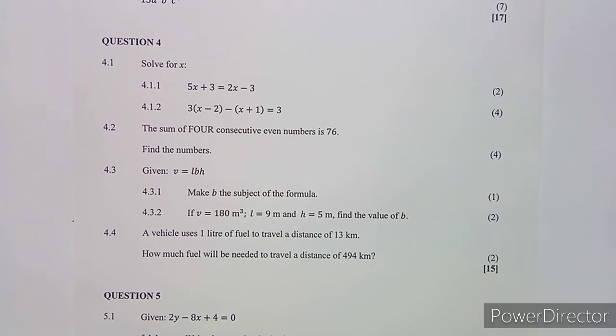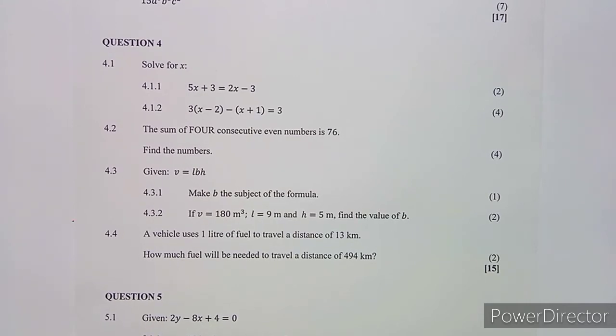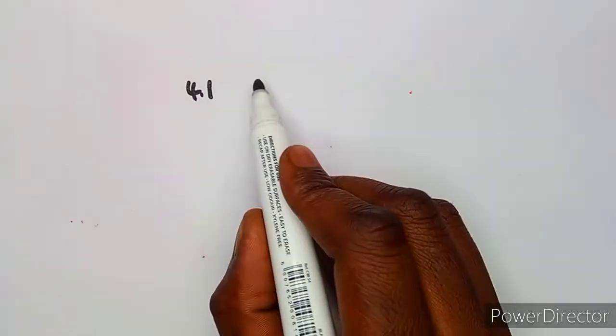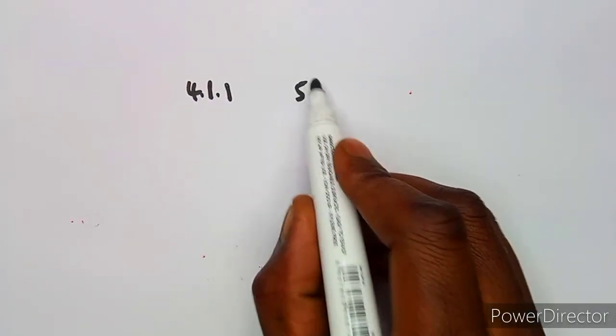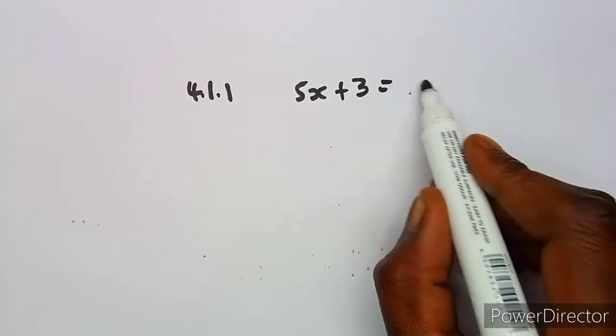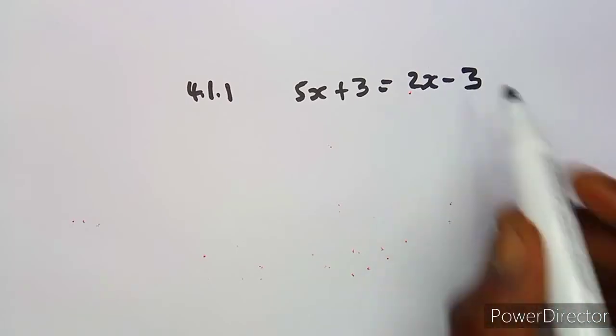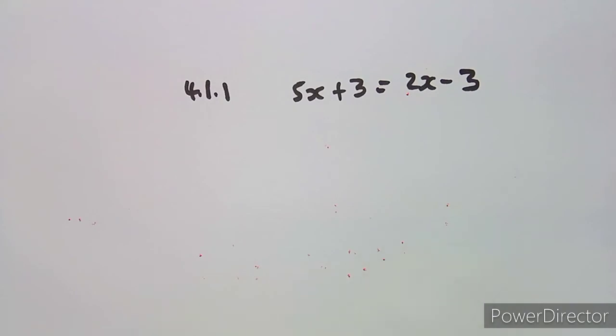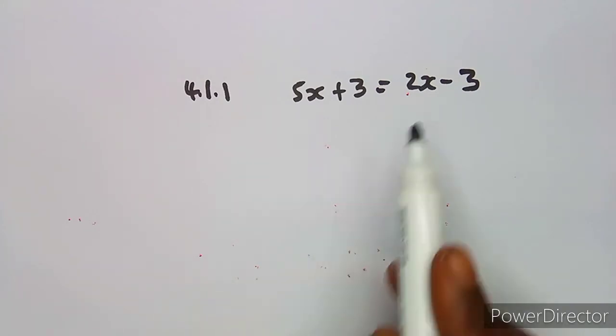Okay, then we have got question 4, where we are asked to solve for x. So the first one is a linear equation. As you can see, it's a linear equation. So it's just a matter of collecting terms there. So that is 4.1. We were given 5x plus 3 is equal to 2x minus 3. So there you're just going to collect your terms, like terms, collect the terms with x to one side of the equation, and so forth. So that's how easier it is.